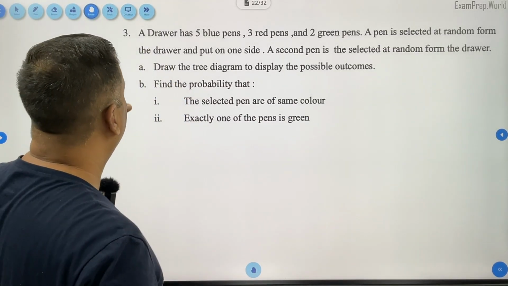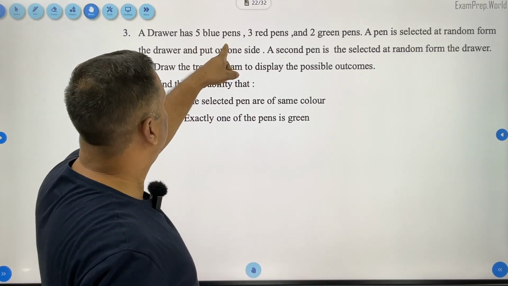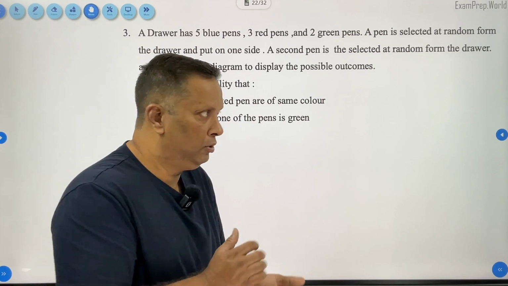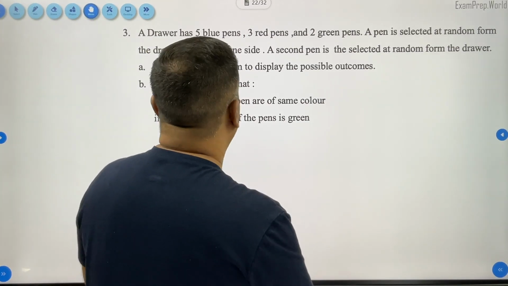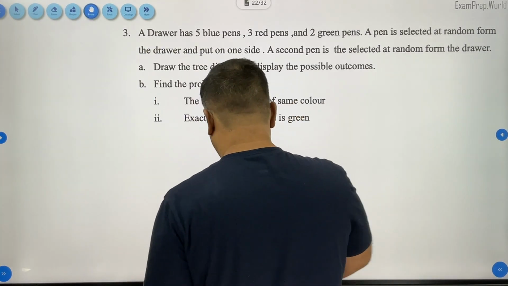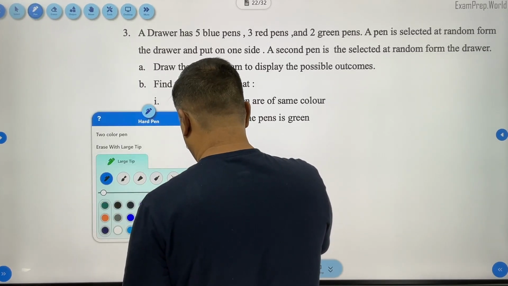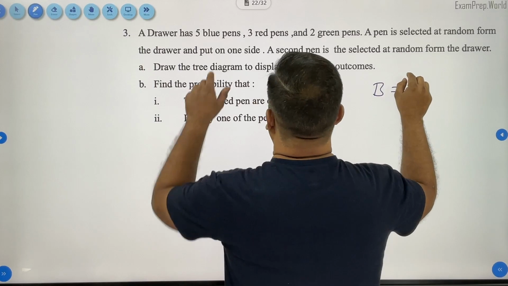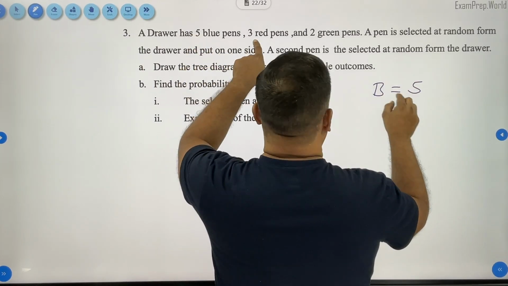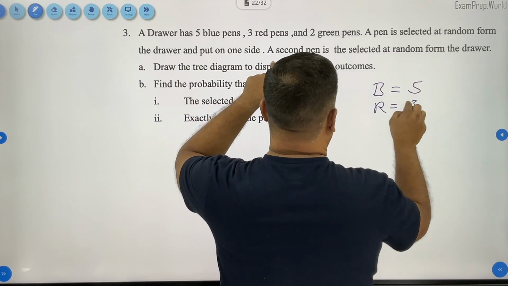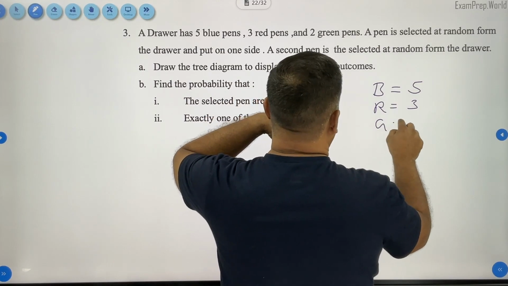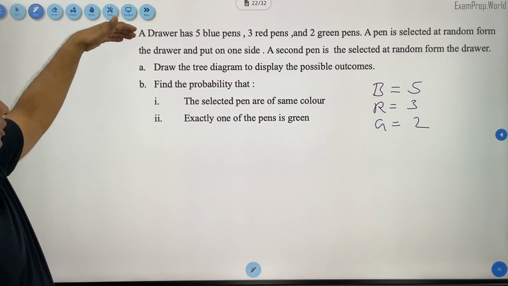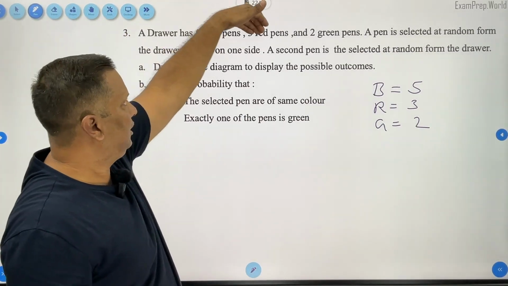Now they are talking of a drawer, a table drawer, which has 5 blue pens, 3 red pens, and 2 green pens. So let us capture the data. Blue pens are how many? 5. Red 3 and green 2. So in a drawer there are 5 blue pens, 3 red and 2 green.